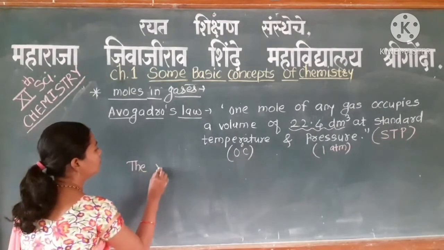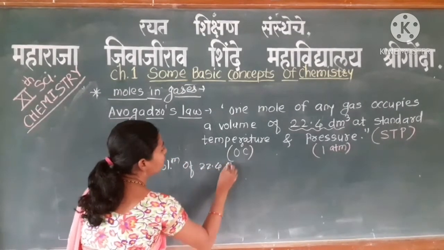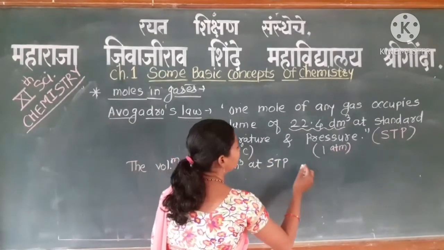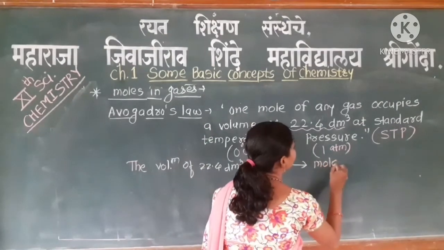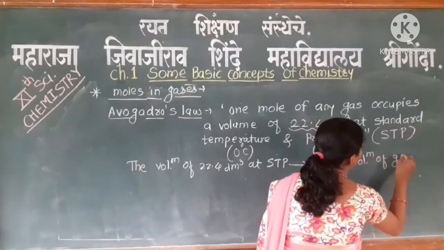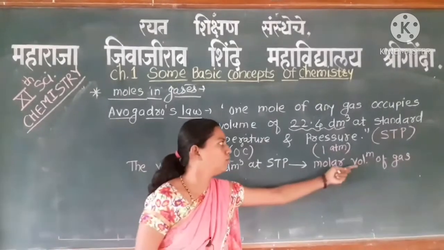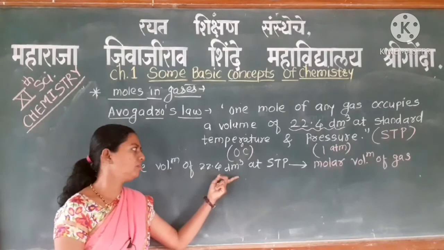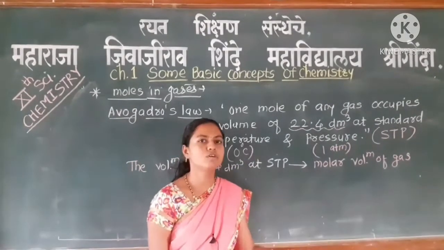The volume of 22.4 decimeter cube at STP is called the molar volume of gas. Molar volume of gas is the volume of 22.4 decimeter cube occupied at STP. From this we can calculate the number of moles of gases.